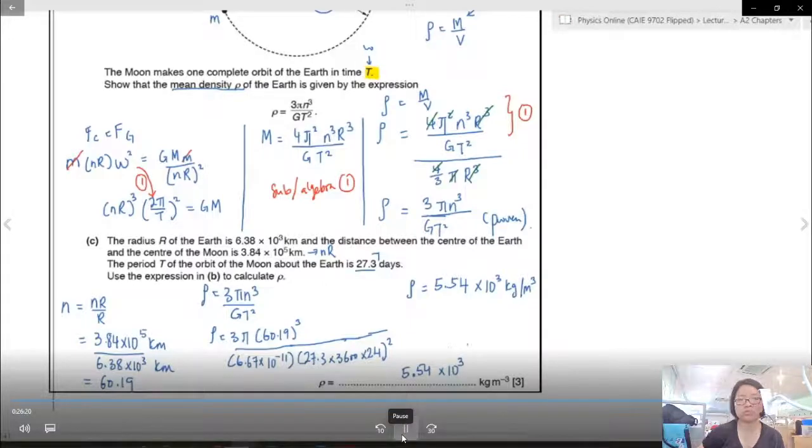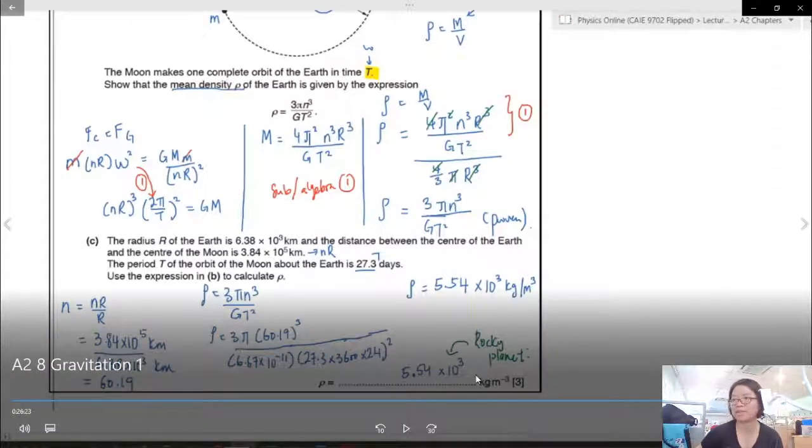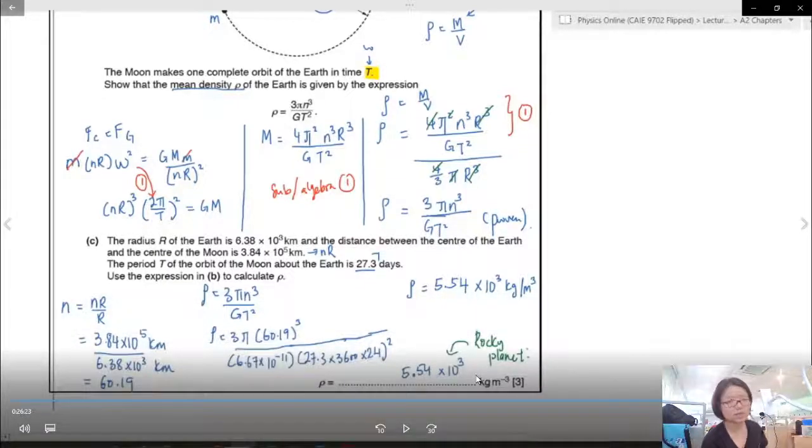Sometimes they can ask you to deduce whether this is a rock planet or a gas planet. So this is a rocky planet. How do I know? Density is bigger than the density of water. So it has to be rock. If you get a density that is less than 1000, then it has to be a gaseous planet, like the big planets.